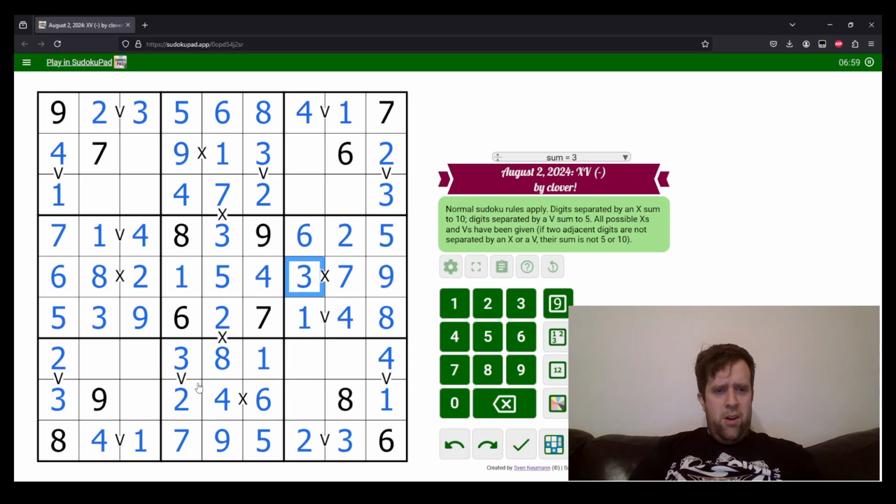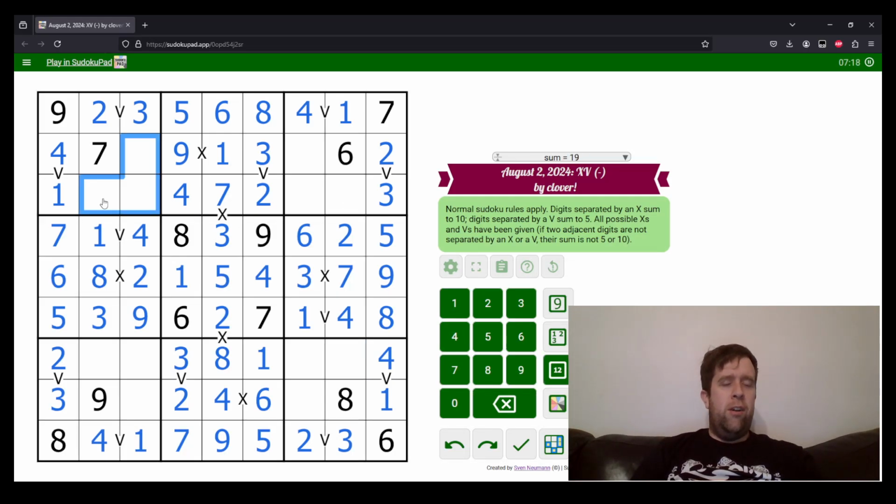All right, I need some digits to finish off this puzzle. 5, 6, and 8. Oh, not quite. 5, 8, and 9. 5, 7, and 9. All right. I'm just, oh, I'm just forgetting negative constraint, aren't I?